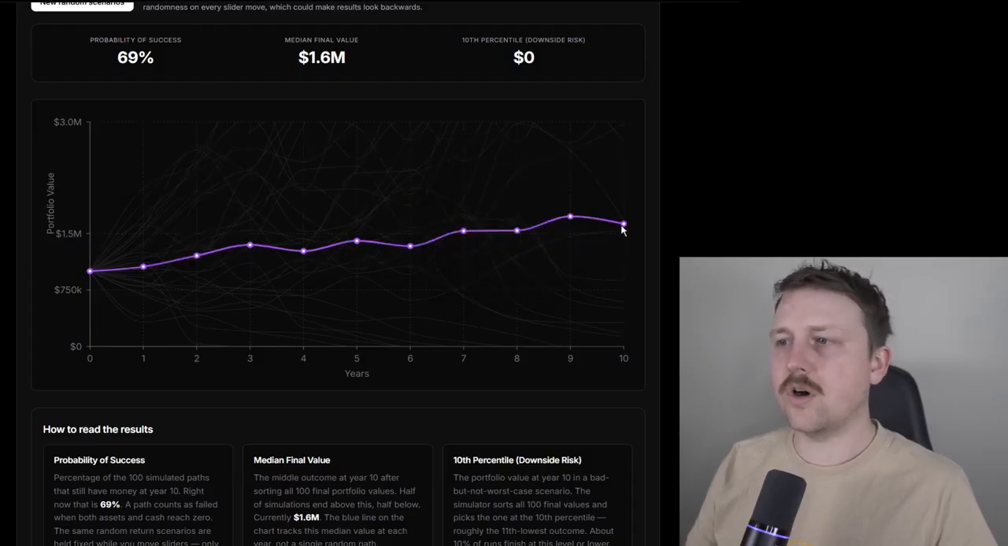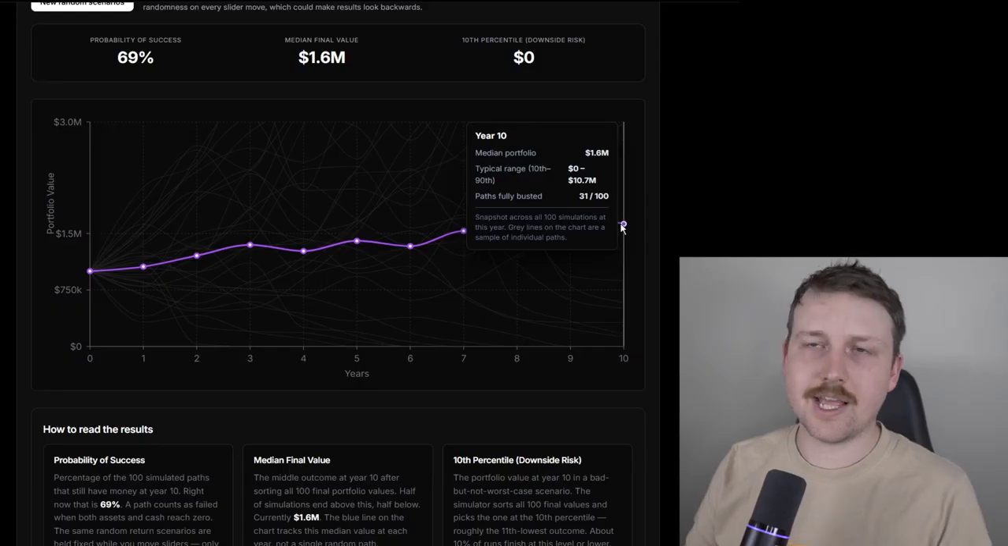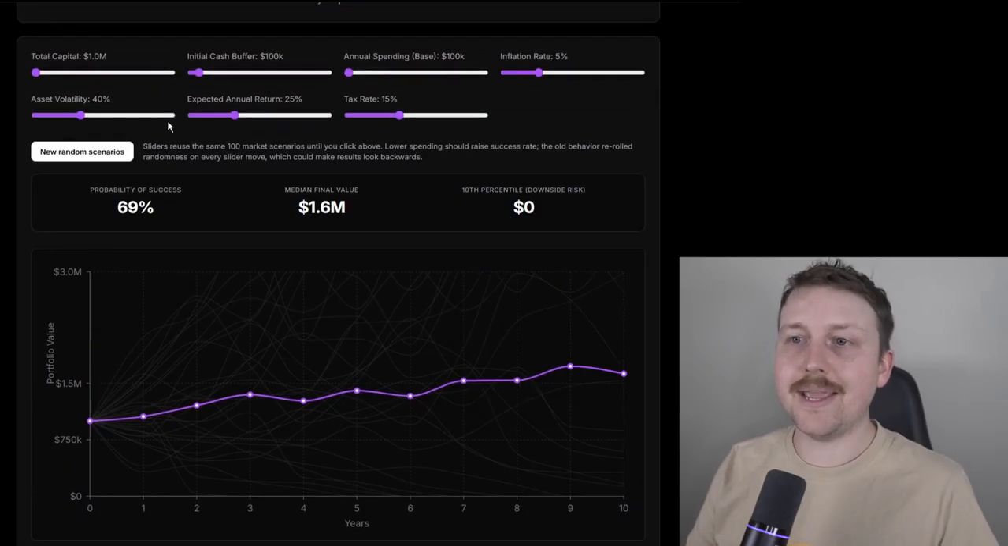So on average, your portfolio will be 1.6 million. So it's increased. You have the possibility of it being 0. You have the possibility of it being 10.7 million, and anywhere within that range by the 10th year based on these inputs.